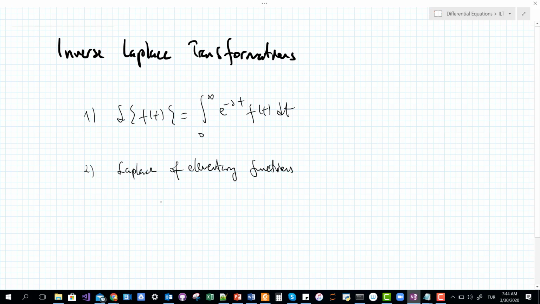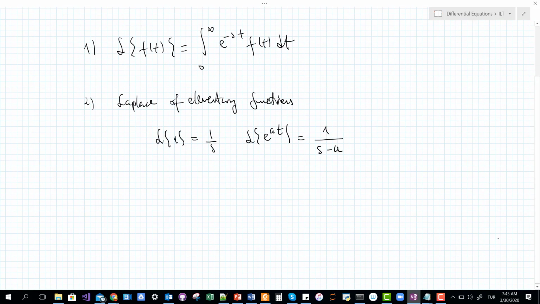And then we created a table. In that table, you can find the Laplace of functions like these. All these functions, if you remember, we used this definition to find the Laplace transformations, and so on and so forth. I'm not going to make a list of all those functions we found, but you remember what we did.